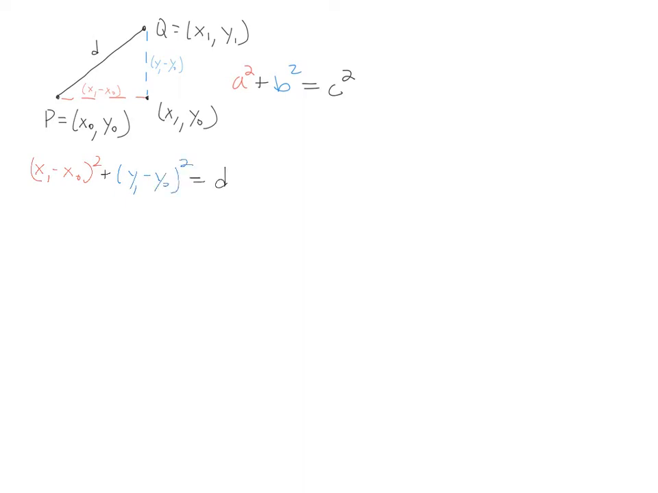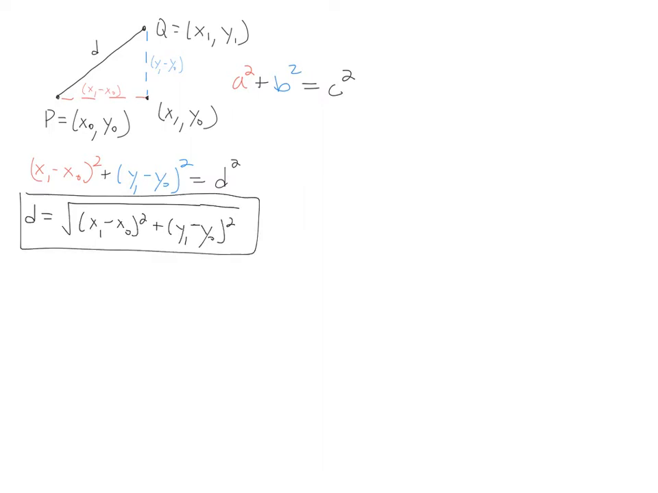equals the hypotenuse squared. And that hypotenuse has length equal to the distance between these 2 points. So solving for d, we get the square root of x1 minus x0 squared plus y1 minus y0 squared. Square root of all of that. So here's where the formula for the distance between 2 points comes from. It's just a result of the Pythagorean theorem.